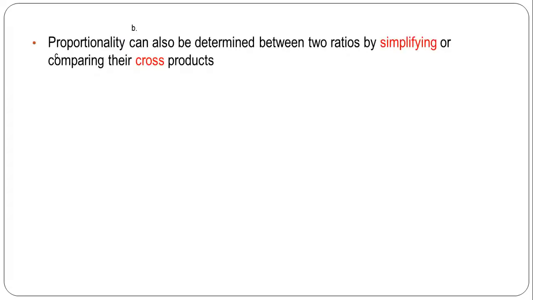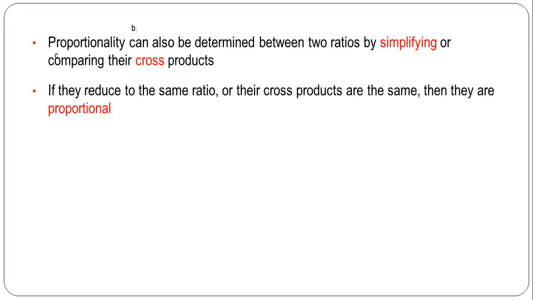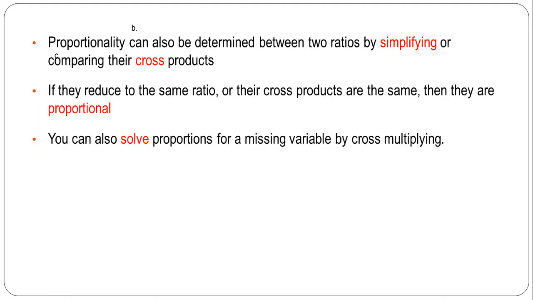So proportionality can be determined between two ratios by simplifying or comparing these cross products. If they reduce to the same ratio or their cross products are the same, then they are proportional. You can also solve proportions for missing variables by cross multiplying.